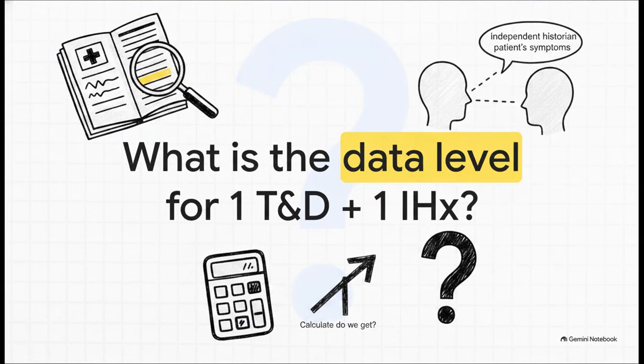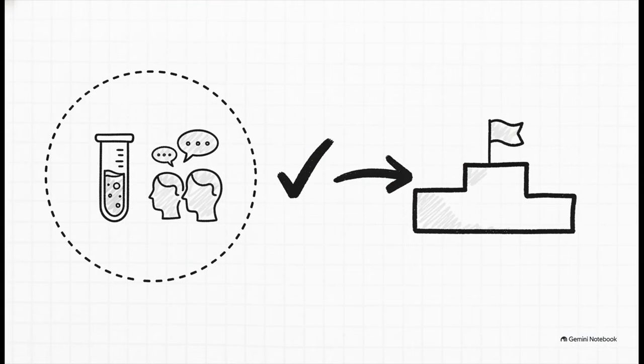You're auditing a chart. The provider reviews one unique test result, and they utilize an independent historian to confirm the patient's symptoms. Take a quick second. What's the score? If you said limited, you hit the nail on the head. One test plus one independent historian gives us a combination of 2 total items. 2 items perfectly satisfies the requirement for a Category 1 limited score.